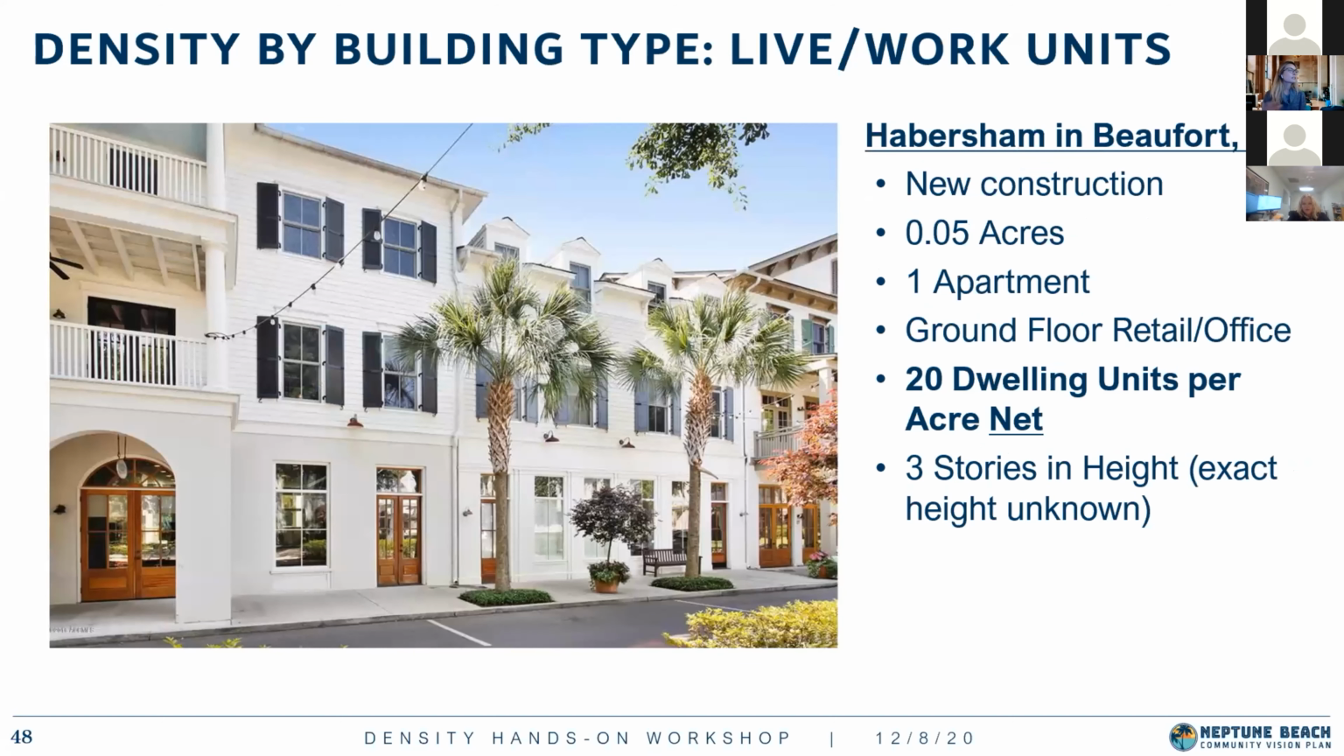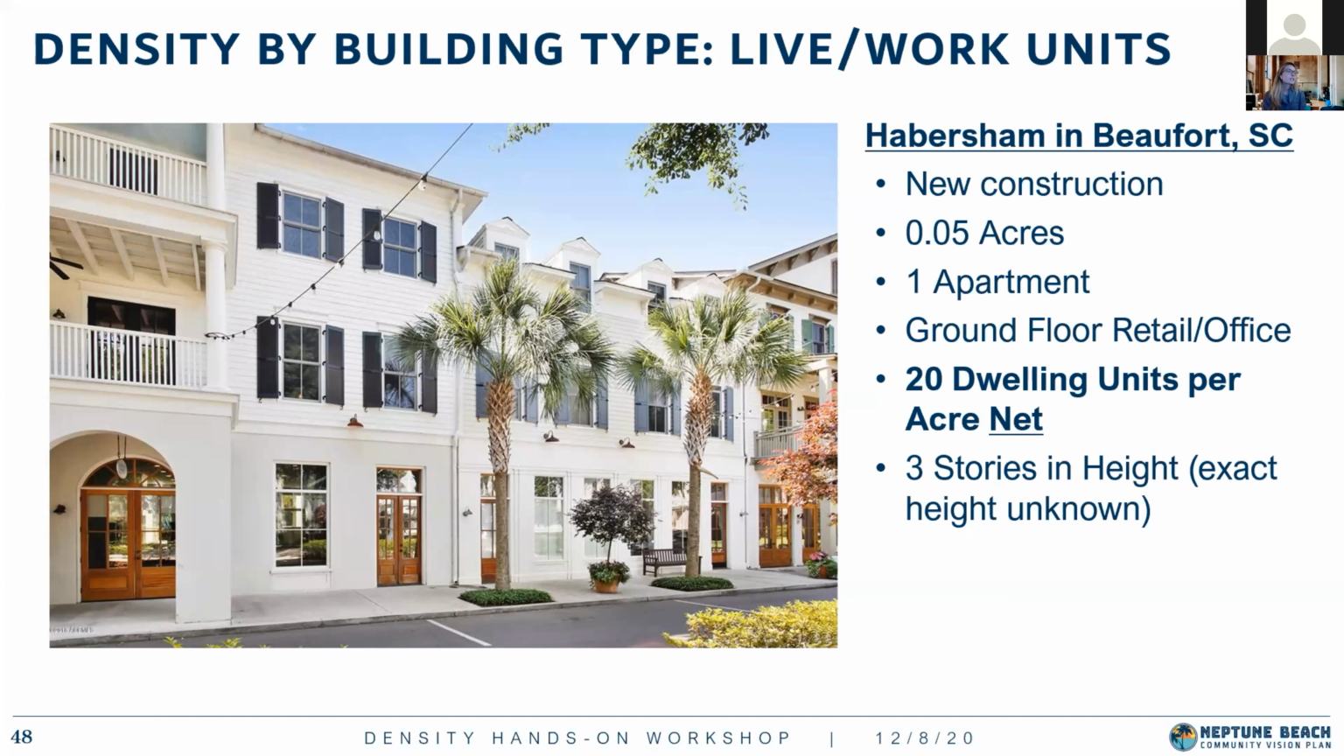And now we're going to look at some mixed use examples. So up until now, everything I've showed you is only residential. But what happens when we start adding different uses in the same building? So these are what we call live-work units, where you might have a shop or a small professional office on the ground floor, and then an apartment above it. So these are in Habersham in Beaufort, South Carolina. And so each unit is just one apartment over, or condo over a shop, or ground floor retail and office. And these are 20 dwelling units to the acre net.